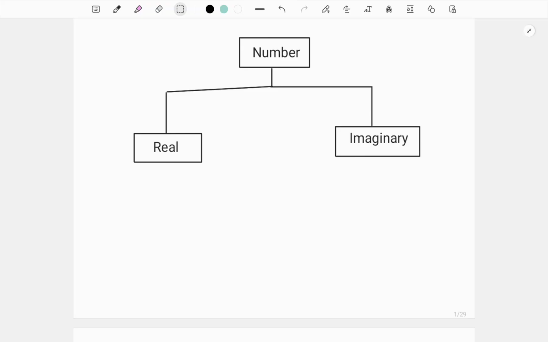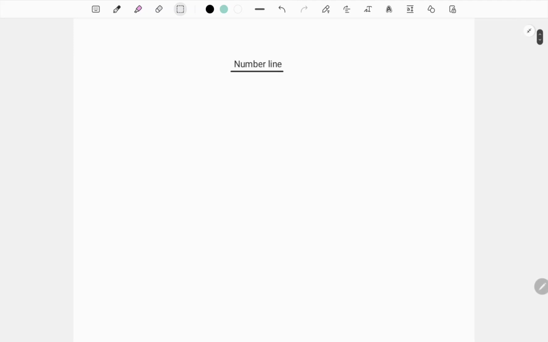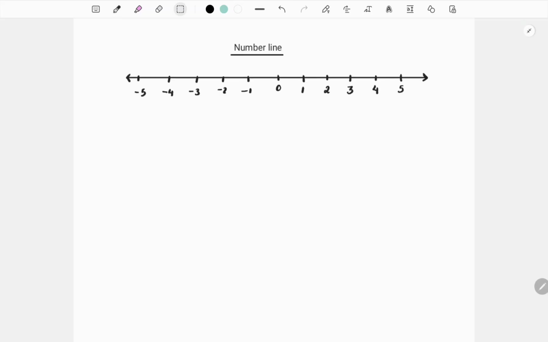Before we proceed further, let us first discuss number lines. So what is a number line? It is a pictorial representation of numbers on a horizontal straight line. Any number that can be spotted on the number line is a real number. Now let us discuss numbers further. Let us first have a discussion on some types of real numbers.